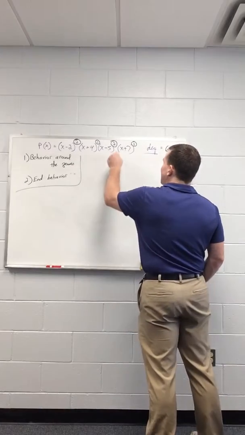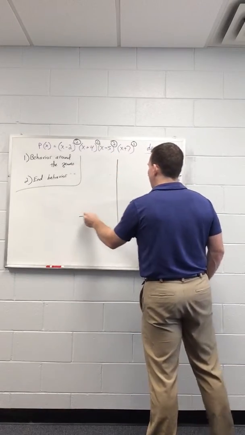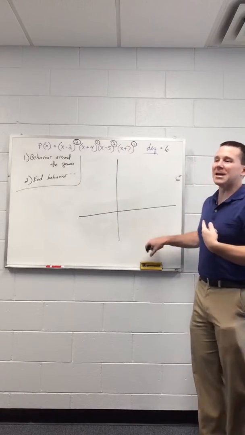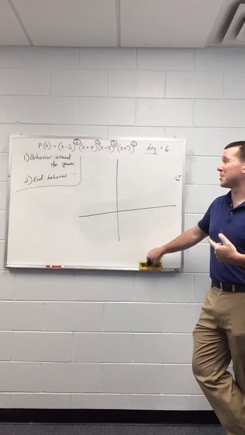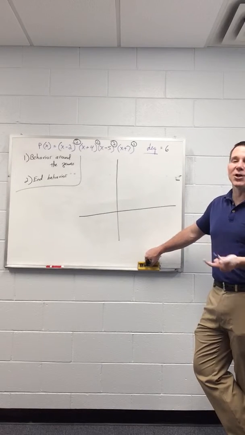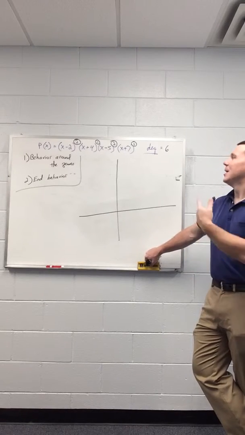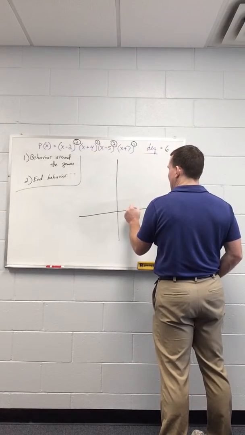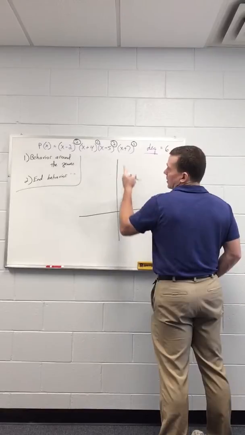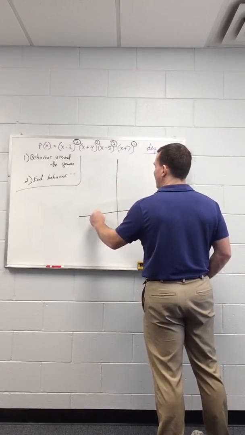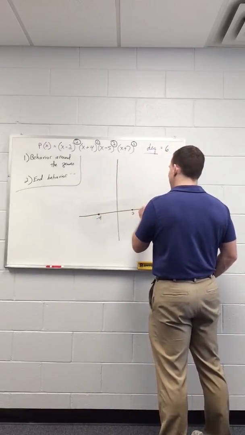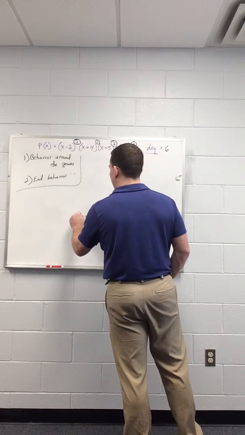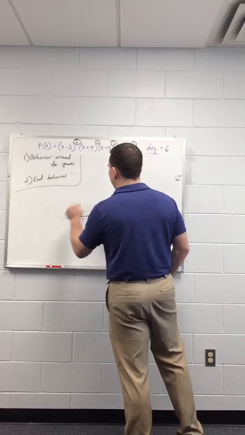To start with the behavior around the zeros, the way you graph this, first you plot your zeros. Like I said, for a regular polynomial you have to do a lot of algebra to find zeros. We'll learn that later in this chapter. For right now, I gave you the zeros. It's in factored form. The zeros will be at 2, negative 4, 5, and negative 7. I'm going to extend my graph a little bit.